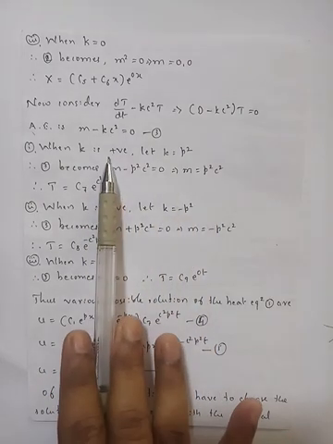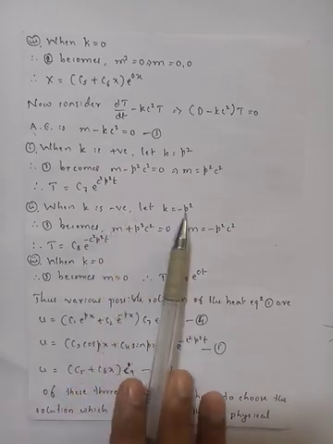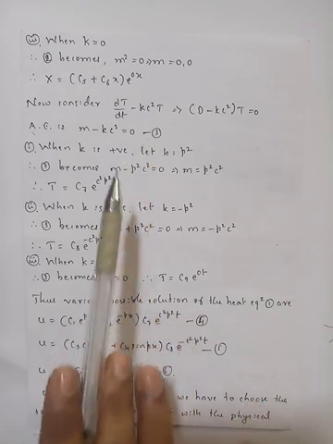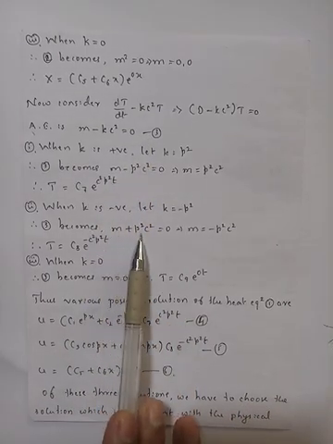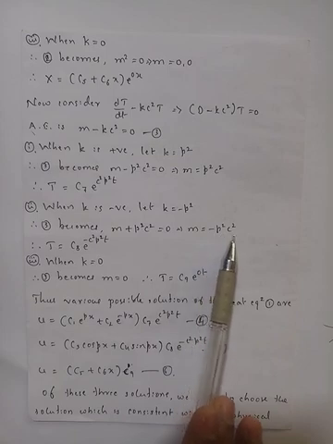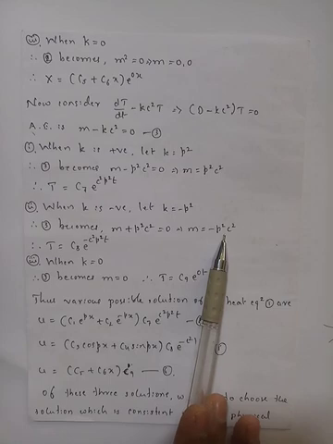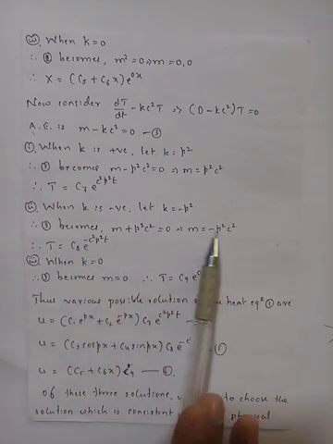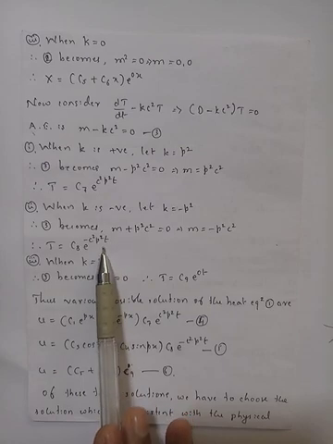Now the second case, when k is negative, we take the negative in the form of minus p square. Therefore equation 3 becomes m plus p square c square equal to 0, so the value of m is minus p square c square. This is again one real root. For one real root, the solution is c8 e to the power minus c square p square into t. This is the second solution.